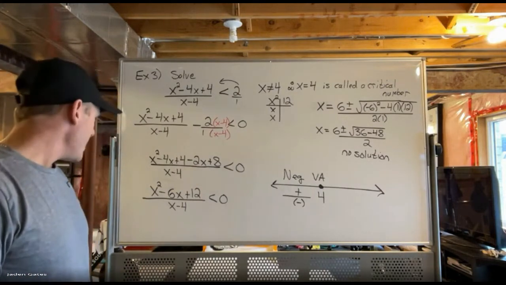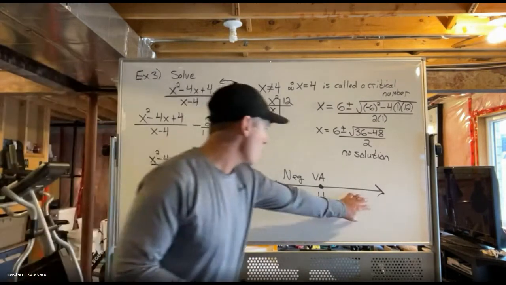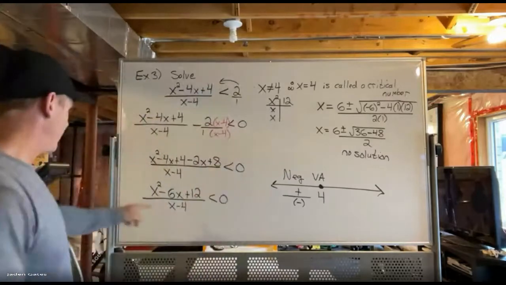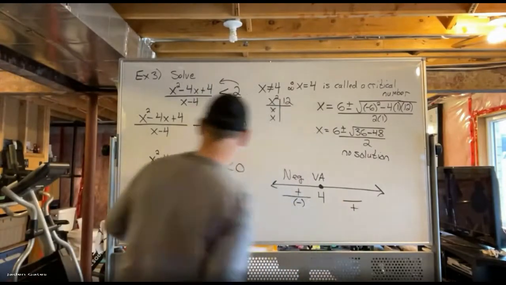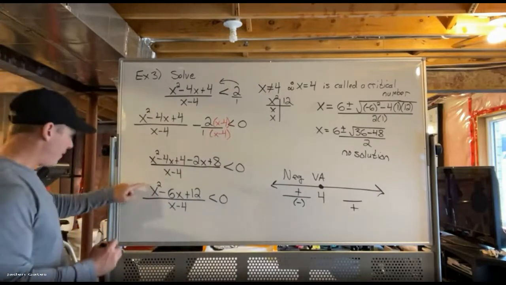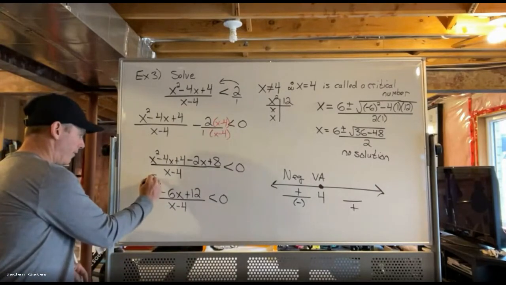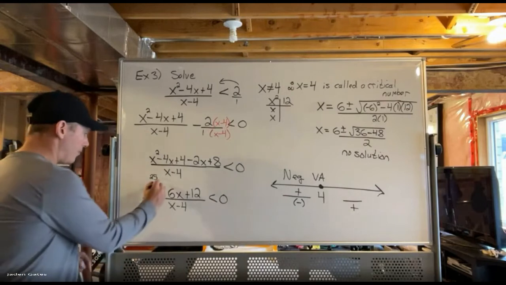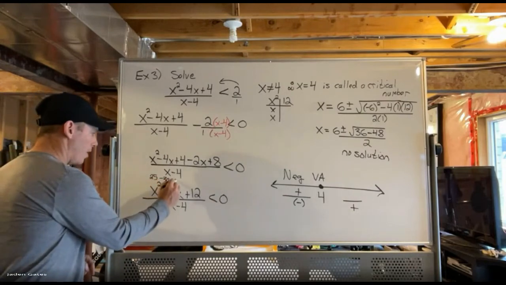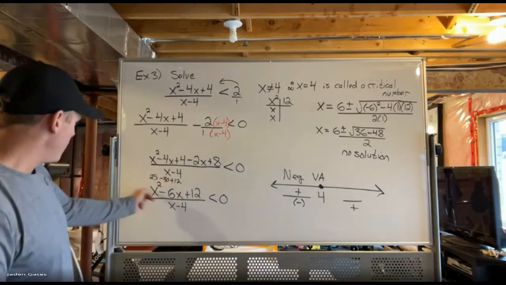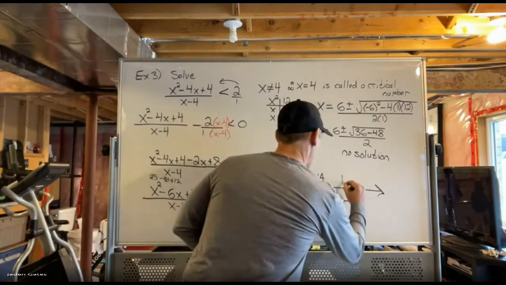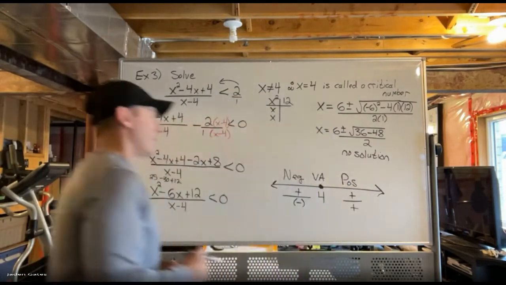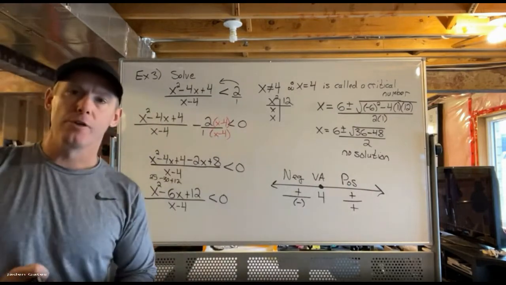Well, that satisfies our inequality. Now, a number right of 4, like a 5. Well, on the bottom here, plus. 5 squared is 25, minus 6 times 5, which is a minus 30, plus a 12. So something like that looks like positive. There we go. So now I've done my intervals.